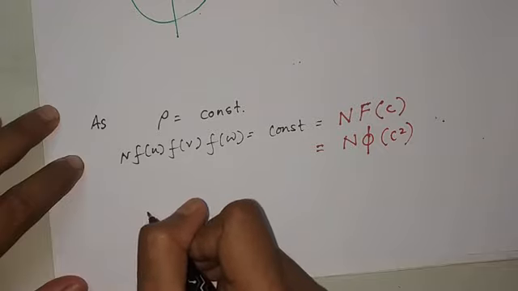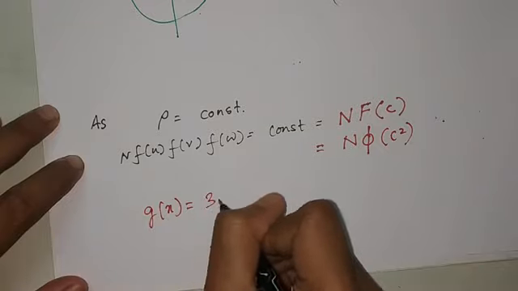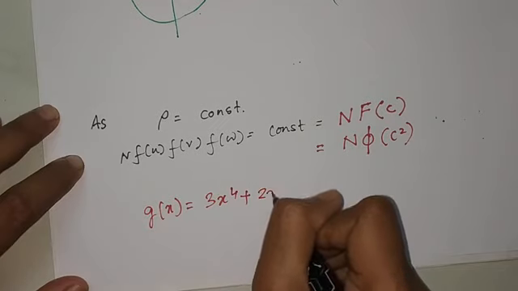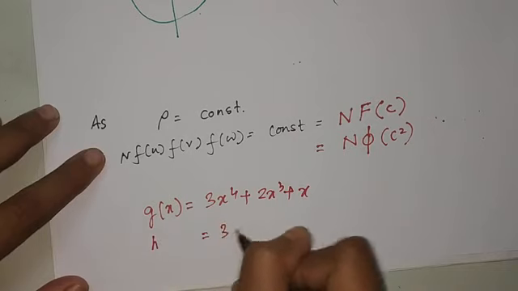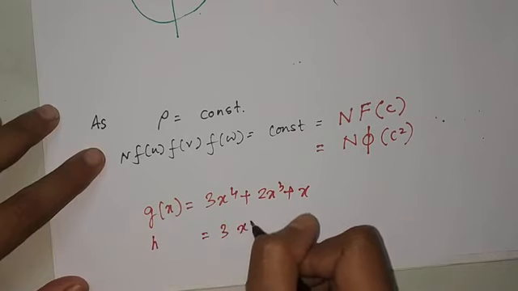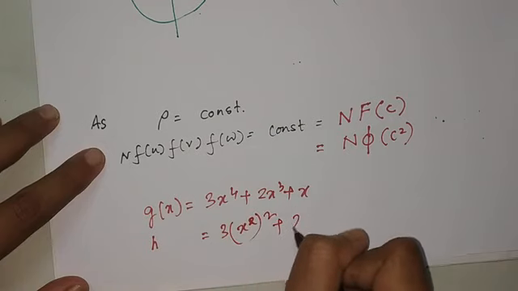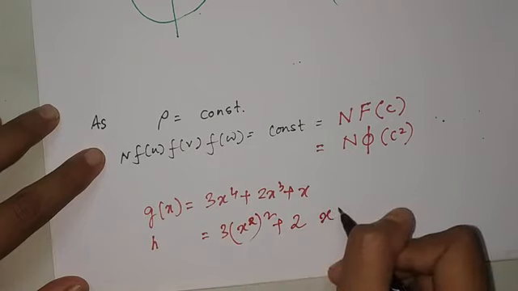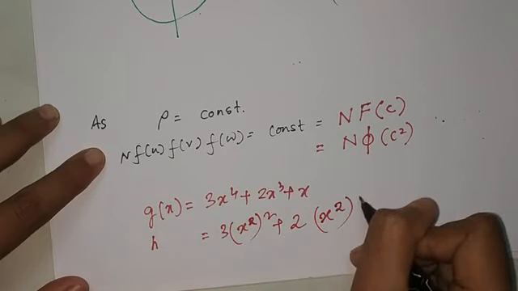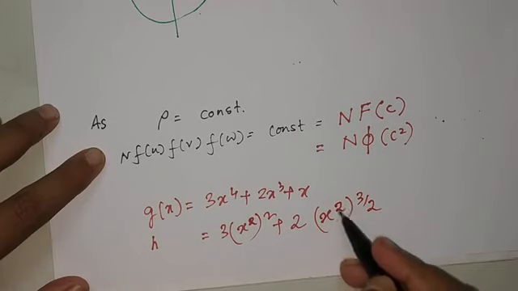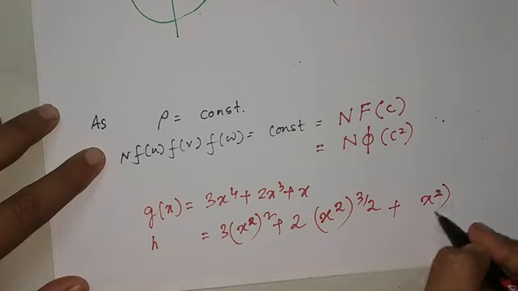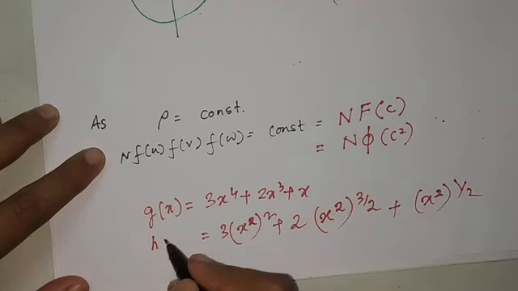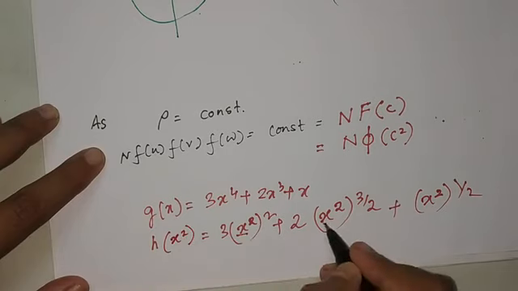Suppose we have one function g of x equals 3x to the power 4 plus 2x cube plus x. Now we can write this equation like this. Suppose 3 times x square whole square plus 2, we are writing x cube as x square whole to the power 3 by 2, then it will be x cube, the 2 will get cancelled out, and we are writing x as root over x square. So we can express this equation as a function of x square.